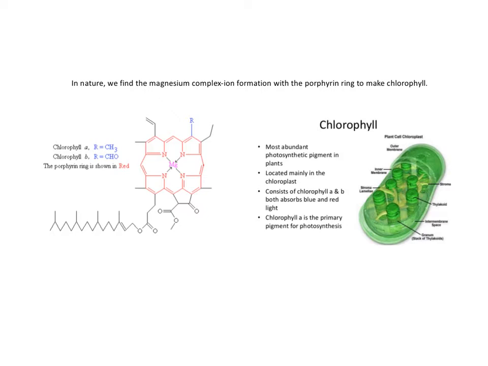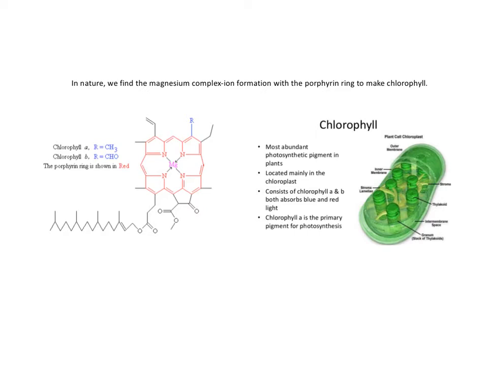It's a bit more complicated here, but there are two types of chlorophylls. Chlorophyll A has a methyl group, a CH3 group here, and chlorophyll B has a CHO. That would be a carbonyl oxygen there with hydrogen. And I showed this picture on the right-hand side to show you the beautiful green color associated with the magnesium complex. And we have the chlorophyll system contained within the plant cell chloroplast.